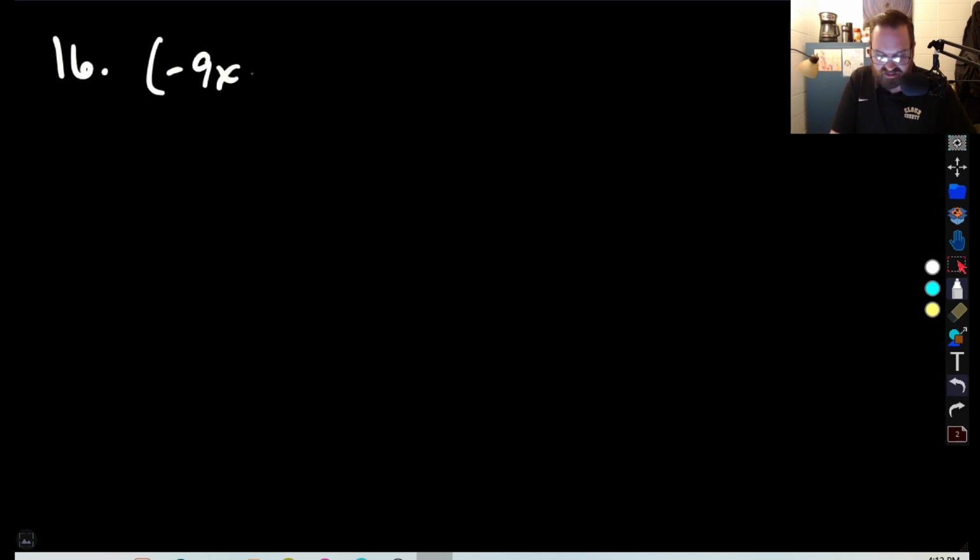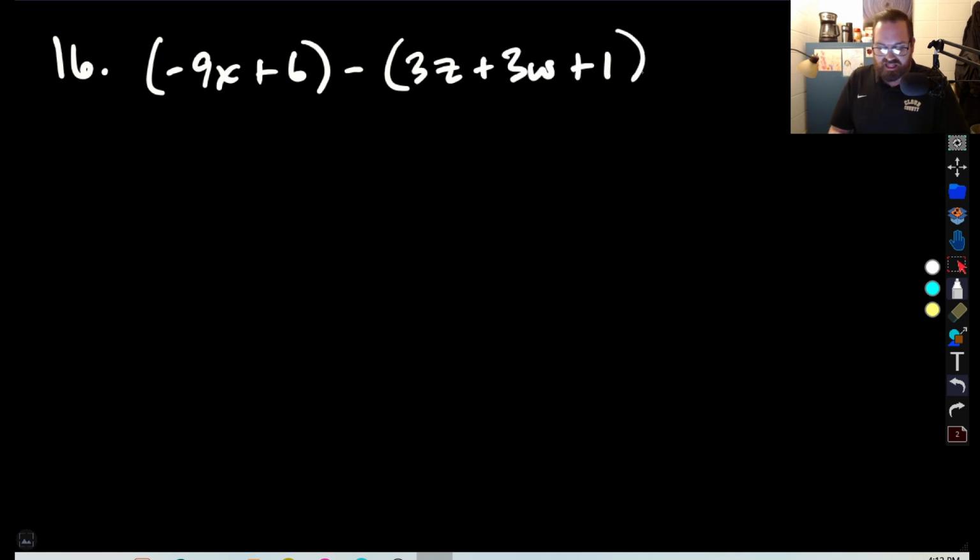Minus 9x plus 6 minus 3z plus 3w plus 1. Now here, we have this minus sign that's being applied to 1, 2, 3 different pieces. And it does look like there is a like term. And I'm going to underline it here in red. It's red, it's blue on your screen. That right there and that right there will be like terms, okay? Technically, because they're both constants. If you just have two numbers together, you can add them and subtract them. You don't need to worry about the variables. You do the thing that you've been doing ever since you were a little child.